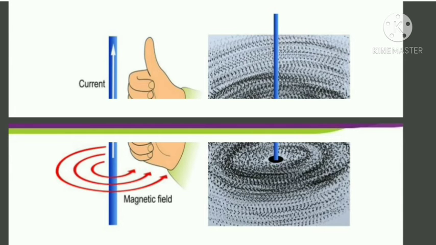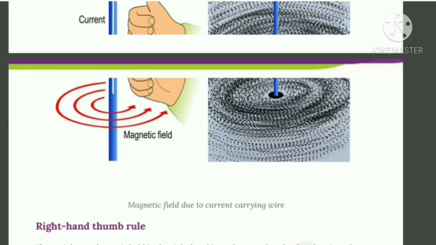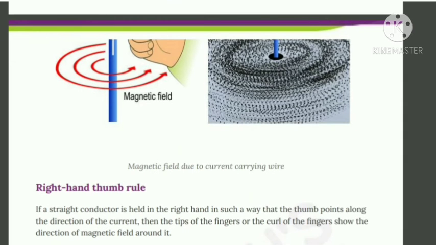Thus, from this the right hand thumb rule is explained. Then what is the right hand thumb rule? If a straight conductor is held in the right hand in such a way that the thumb points in the direction of the current, then the tips of the curled fingers show the direction of the magnetic field around it.